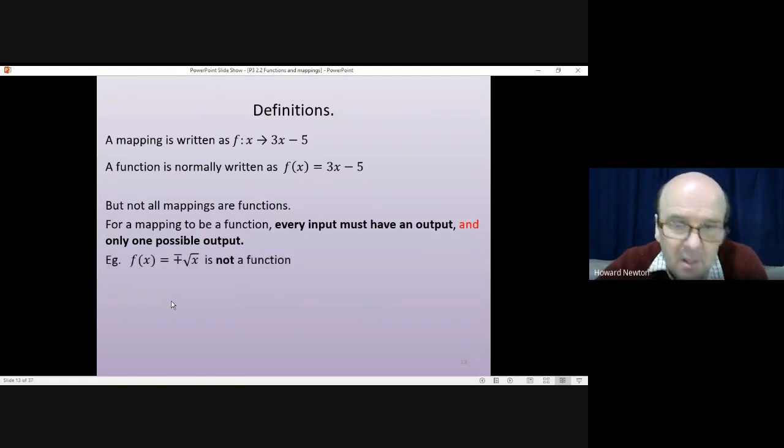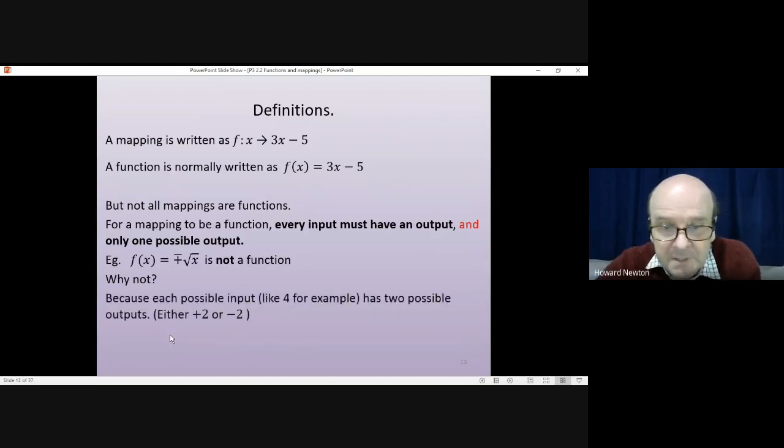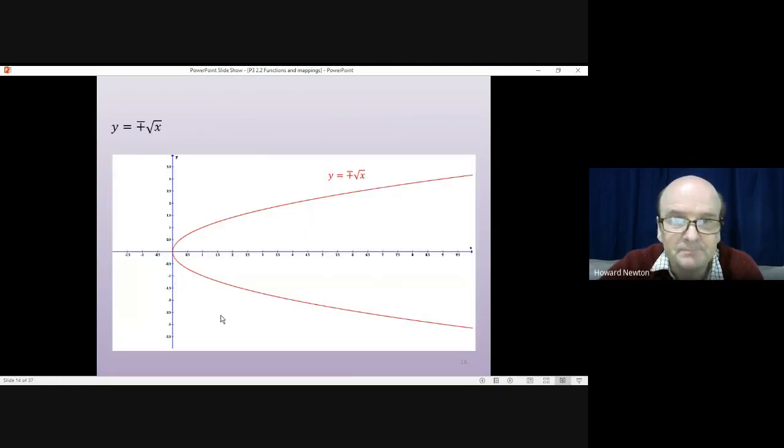So for example, the function we were thinking about just now, f of x equals plus or minus the square root of x, that is not a function. Why not? Because each possible input, like 4 for example, has two possible outputs. Could be plus 2, could be minus 2. So every input does have an output, it obeys that rule, but it does not obey the second rule, that it has only one possible output.